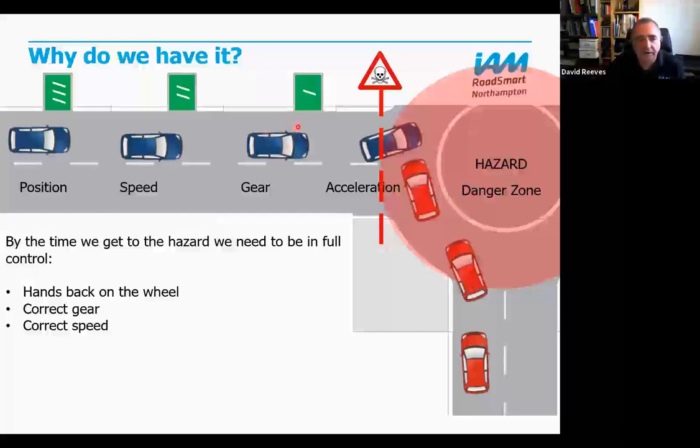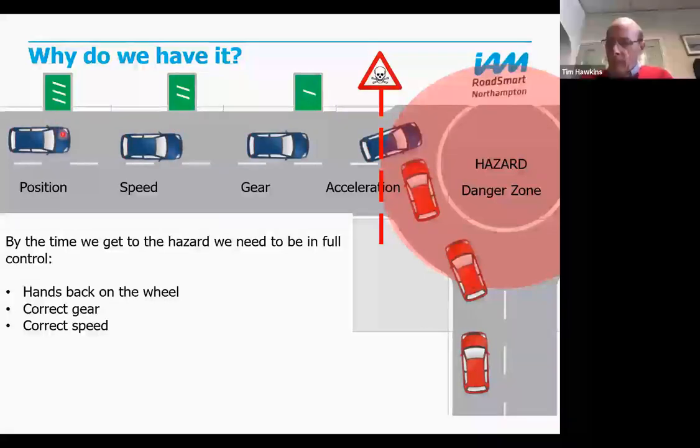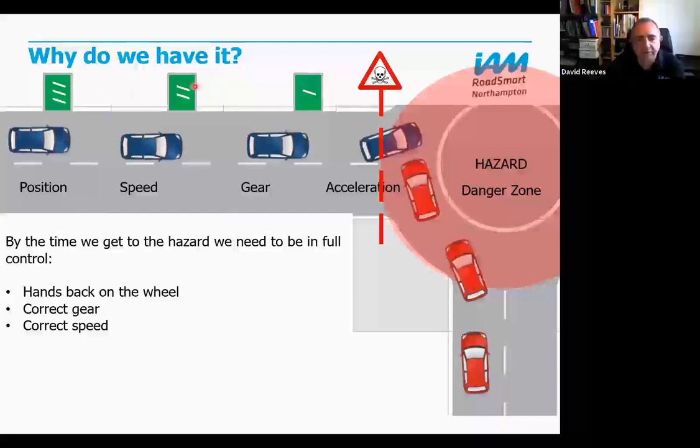In order to be in that position, by the time we cross into the danger zone, into the minefield, we must have got into the right gear. In order to have got to the right gear, we must have got to the right speed. And before we did that, we must have got in the right position on the road. So we've got to start these things in a phase before we go, but it's sequential and it works up to that point. Okay, that's straightforward, and we all get that.